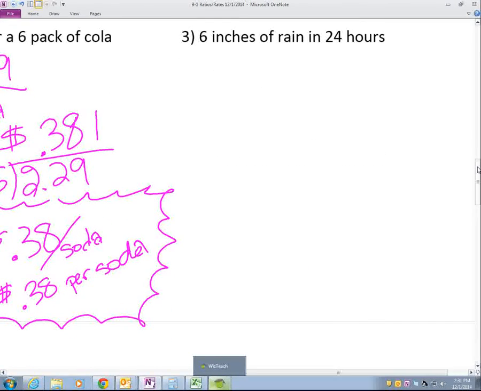Six inches of rain in 24 hours. By the asterisks that you guys put off to the right, which one of those two is most used as the denominator in the real world, Sam? The what? Hours, because it's time. So I'm going to rewrite this. Please find that number. We are finding the unit rate, which is going to tell us how many inches of rain fell per hour.